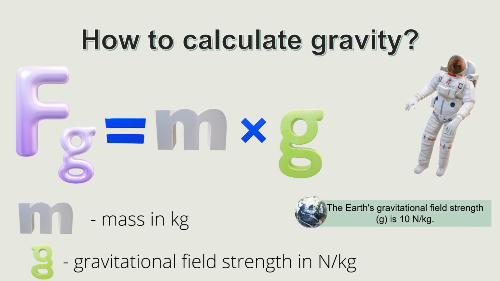On planet Earth, for small g we usually round the number up, so we use 10 newtons per kilogram. More precisely it is 9.81 or 9.82, depending on which part of planet Earth we are talking about. But usually you will see in different tasks that it is rounded up to 10 newtons per kilogram.